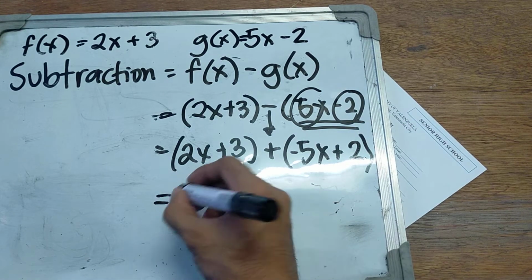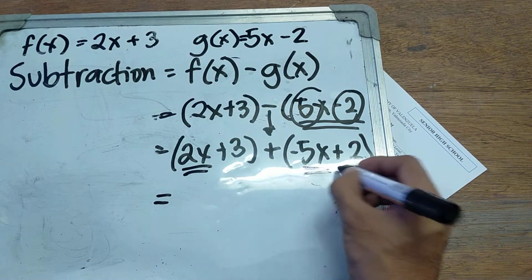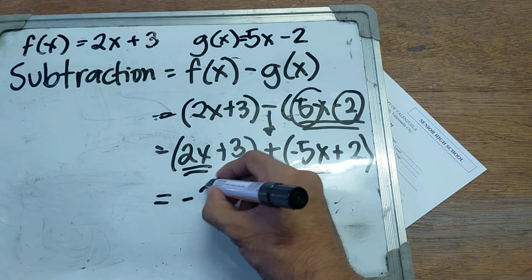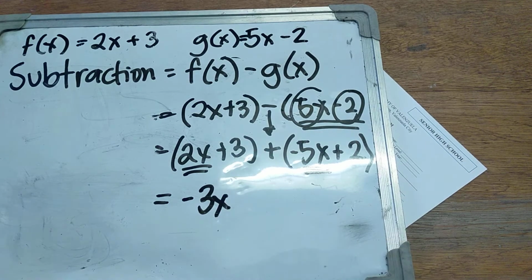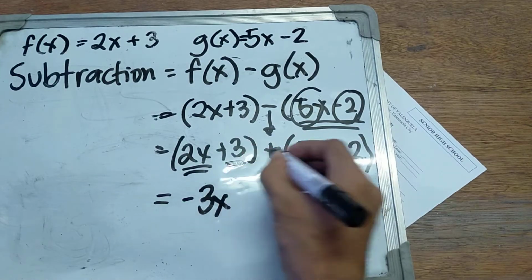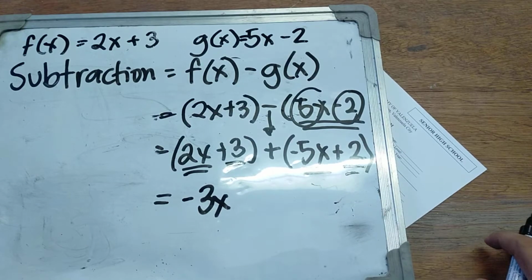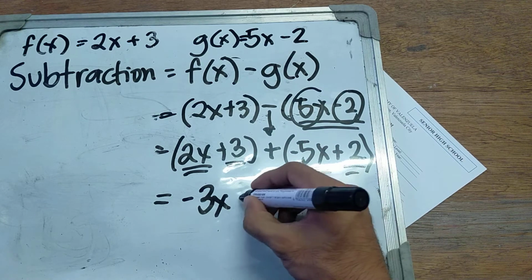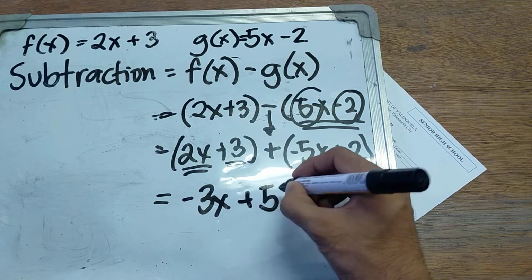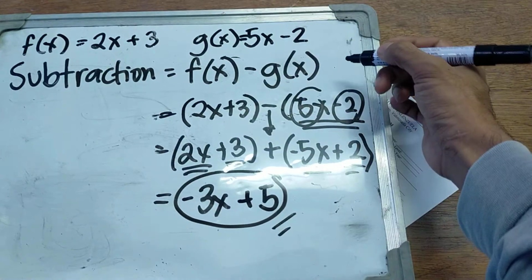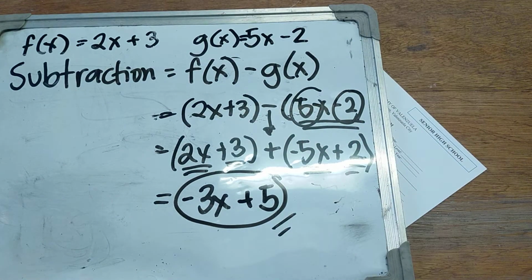Okay? And then, solve. Combine the similar terms. 2x plus negative 5x, it will give us negative 3x. Okay? And then, the next similar terms is the positive 3 and the positive 2. So, positive 3 plus positive 2, it will give us positive 5. So, therefore, f of x minus g of x is equals to negative 3x plus 5.